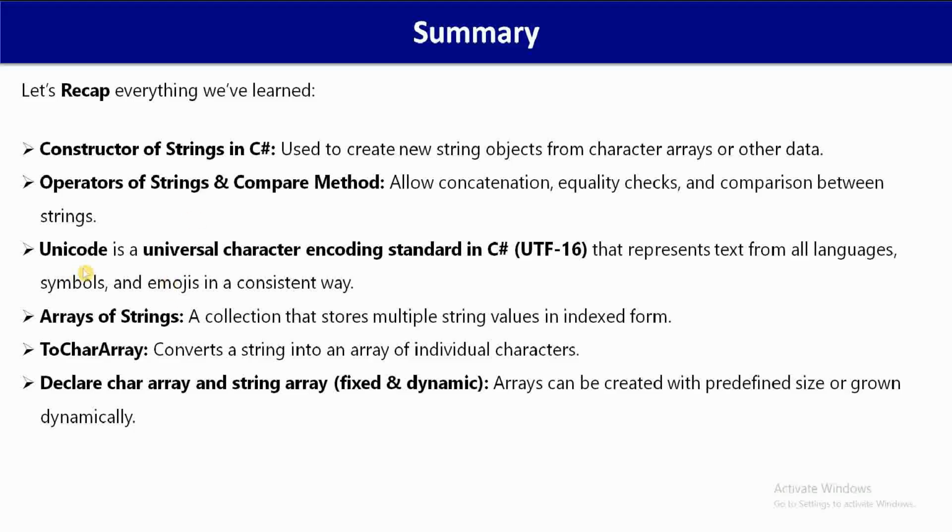Next one is Unicode. Unicode is a universal character encoding standard in C#, utf-16, that represents text from all languages, symbols and emojis in a consistent way. Means these are the fixed values which are provided to each character. If we want to use the A character, then it will internally assign the value 65 for the A character. Means A to Z we have a total fixed value internally, it will work.